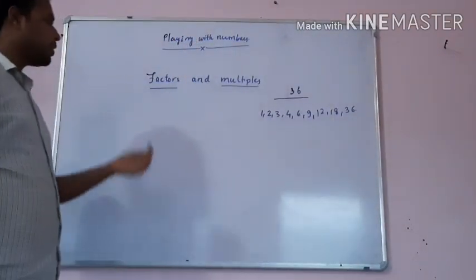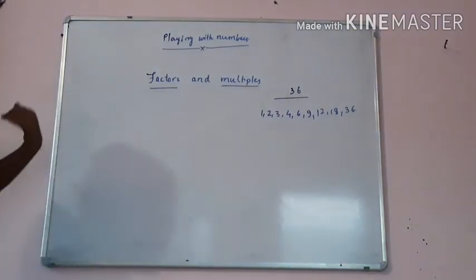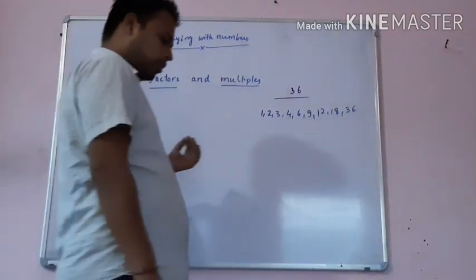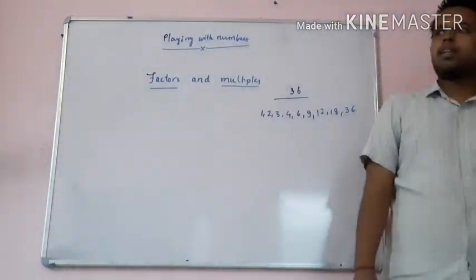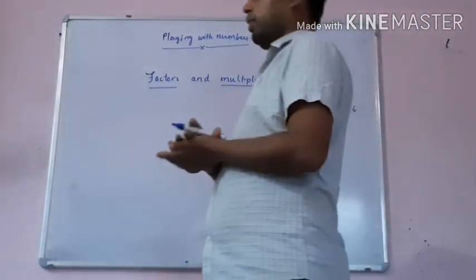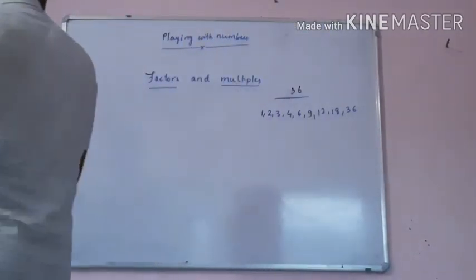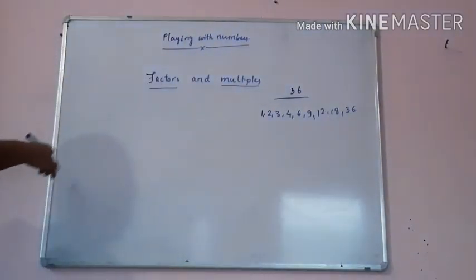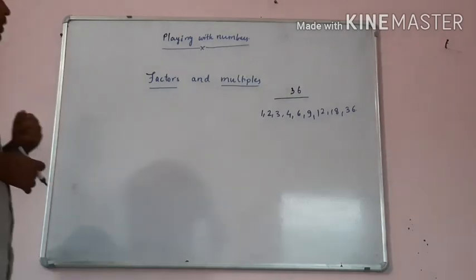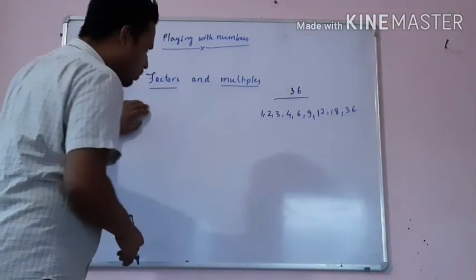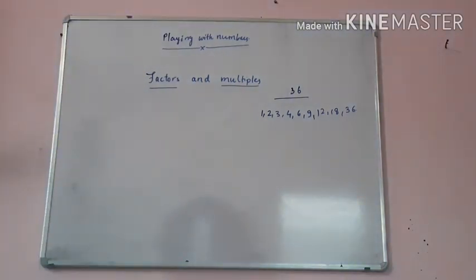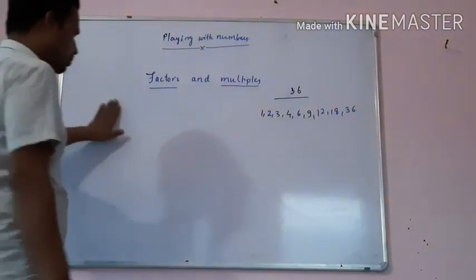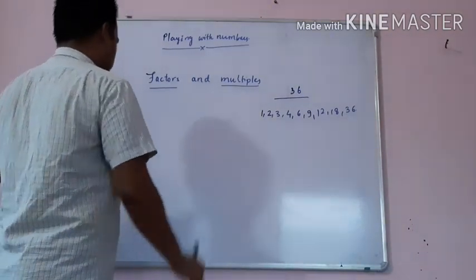What can we say about factors? A factor is a number by which another number is exactly divisible. Here we have taken 36. It is divisible by 1, 2, 3, 4, 6, 9, 12, 18 and 36. So these are the factors of 36. And now, multiples.